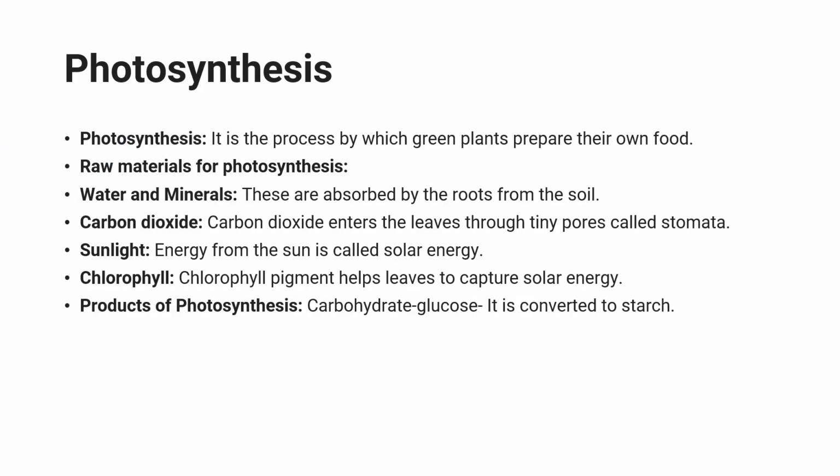What is photosynthesis? It is the process by which green plants prepare their own food. So what are the raw materials for photosynthesis? First is water and minerals. These are absorbed by the roots from the soil. Carbon dioxide enters the leaves through tiny pores called stomata. Sunlight. Energy from the sun is called solar energy. Chlorophyll is a pigment that helps leaves to capture solar energy. Products of photosynthesis: carbohydrate, glucose, which is converted into starch.